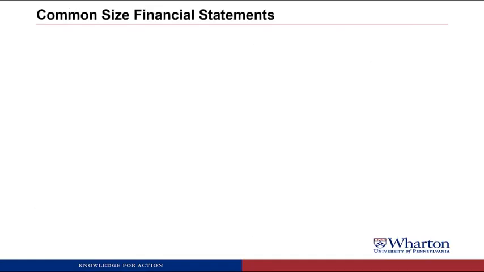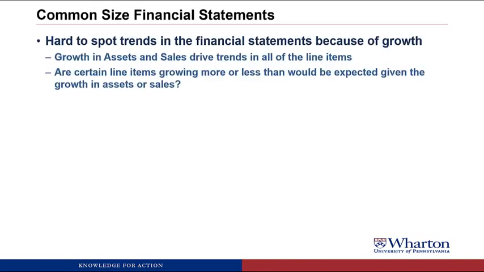Now that we've taken a look at all of the financial statements, I want to talk about something called common size financial statements. As we've talked about, it's hard to spot trends in the financial statements when there's tremendous growth. Basically, the growth in assets and growth in sales drive trends in all of the other line items. What we really want to know is, are certain line items growing more or less than would be expected given the overall growth in assets or sales?